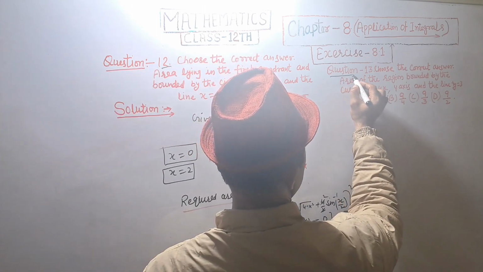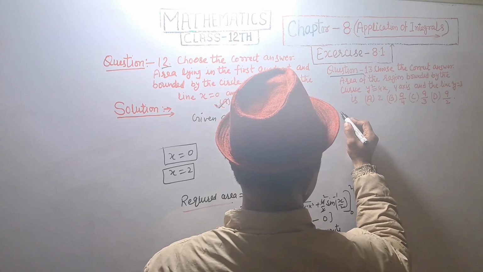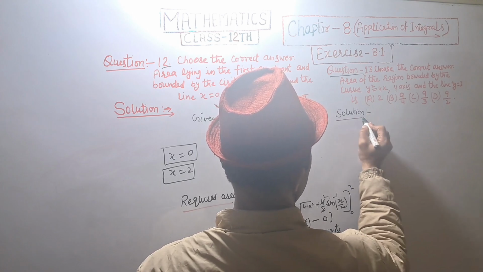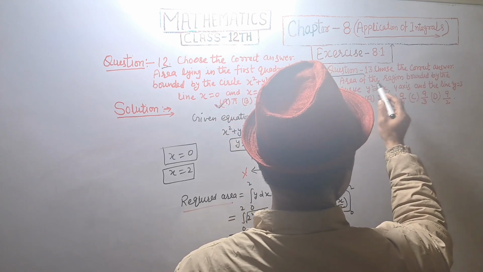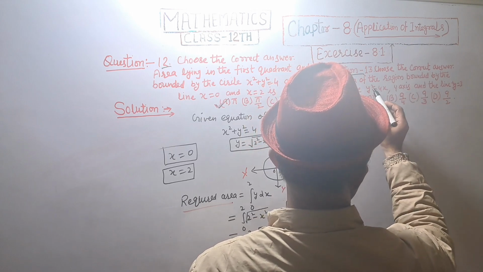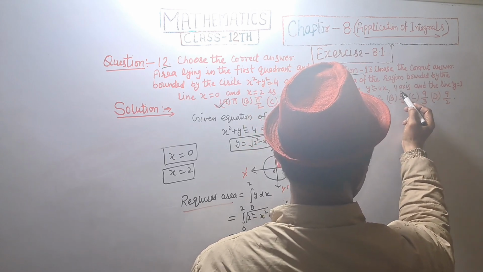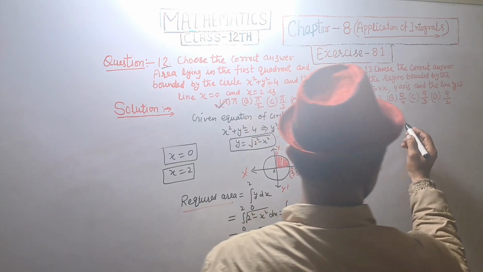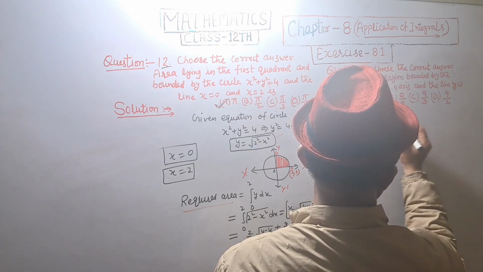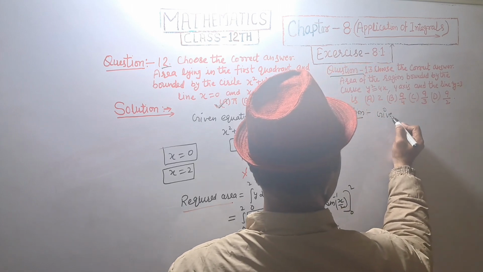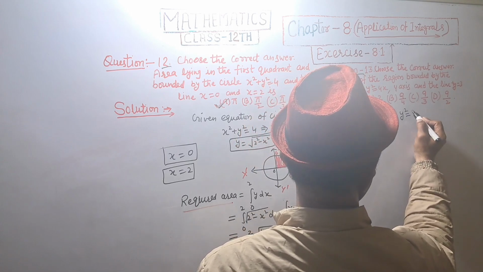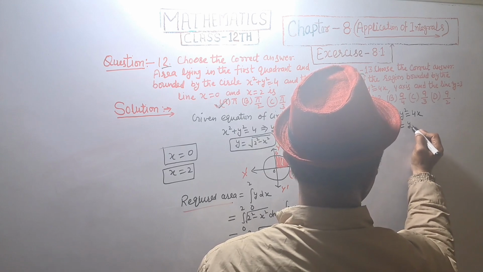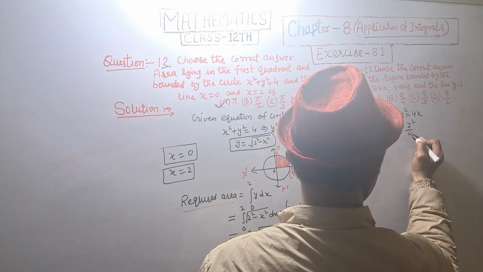And question number 13. Choose the correct answer. Area of the region bounded by the curve y square is equal to 4x, y-axis, and the line y is equal to 3 is. Given y square is equal to 4x and x is equal to y square upon 4.